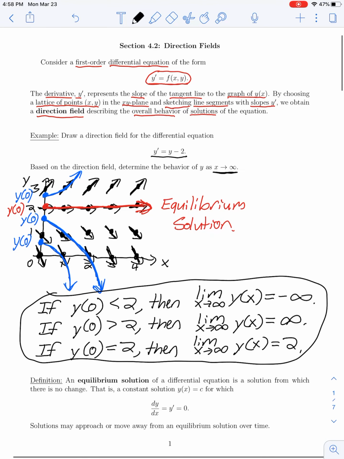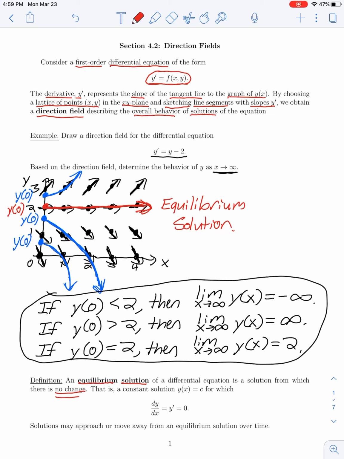So now that we've discussed direction fields very briefly, let's define some things that are going to be useful when we're trying to sketch direction fields. So the first thing that I want to define in a little more detail is an equilibrium solution. In this last example, we saw that if y was equal to 2, y prime is 0, which means that y would be constant. There is no change. So this is an example of an equilibrium solution. It is a solution of a differential equation for which there is no change.